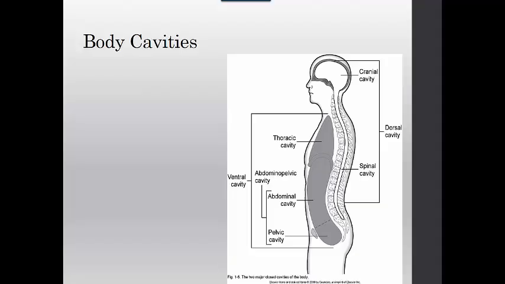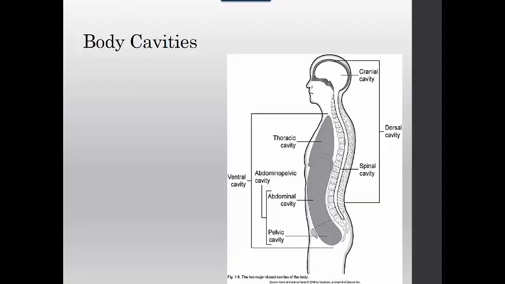It contains the group of organs called the viscera or visceral organs. It's subdivided by the diaphragm into the smaller thoracic cavity and abdominal pelvic cavity. The thoracic cavity is divided into right and left pleural cavities and the mediastinum. The pleural cavities contain the lungs, and the mediastinum contains the pericardial cavity, which encloses the heart, and it also contains the esophagus, trachea, and the great vessels.